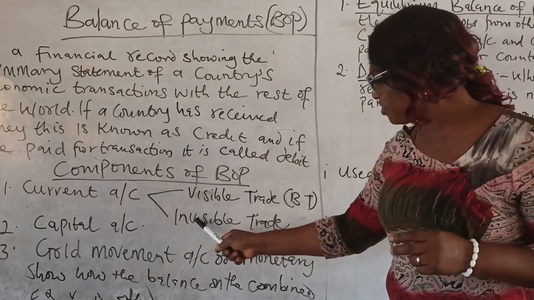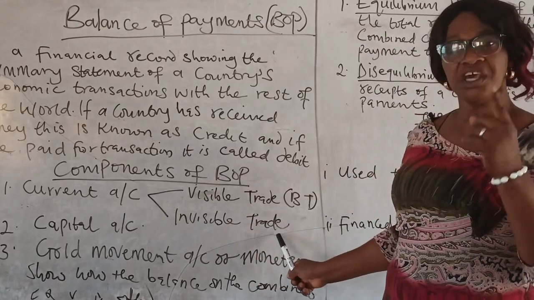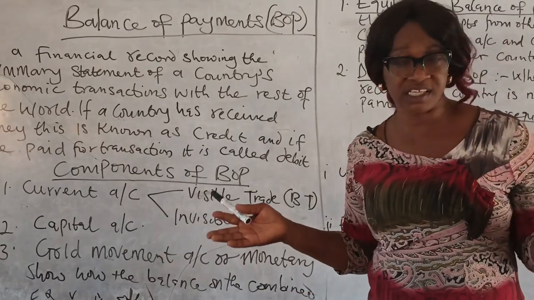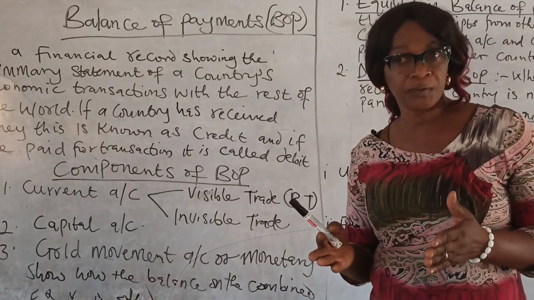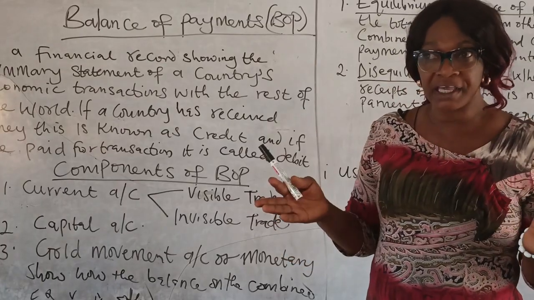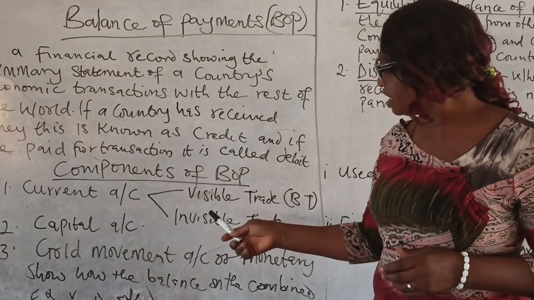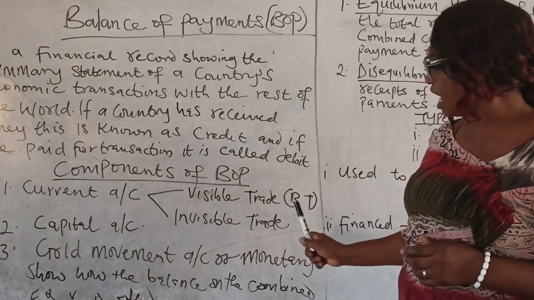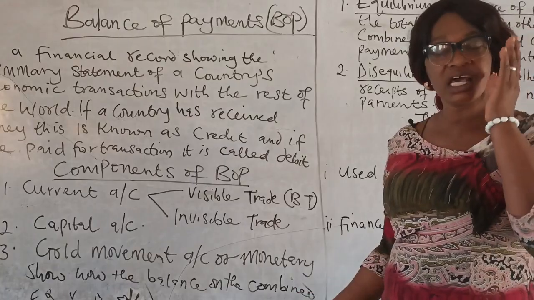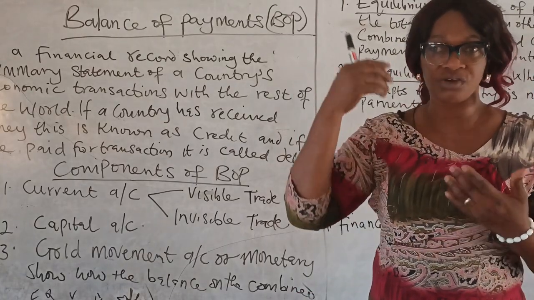Number two, invisible trade. And what is invisible trade? Invisible trade are the services. For example, insurance, tourism, banking. They are those things that you cannot see. That's why they call it invisible trade account. They are the services that a country can render to other countries of the world.